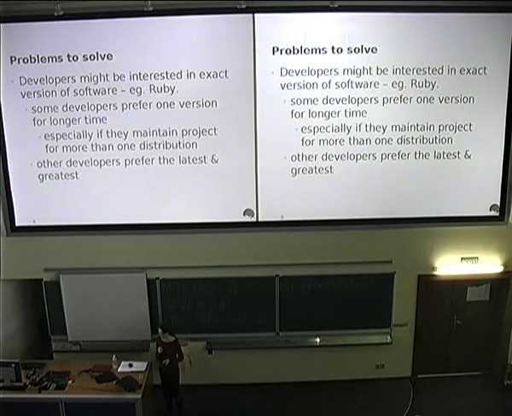So this usually happens in distributions like Fedora, which are moving quite fast. We are trying to release Fedora every 6 months. Well, and there are other developers who prefer the latest and greatest. In my opinion, all web developers like to see the latest versions, and that is very hard to do in distributions like RHEL, which is claimed to not break ABI or API for the whole release.